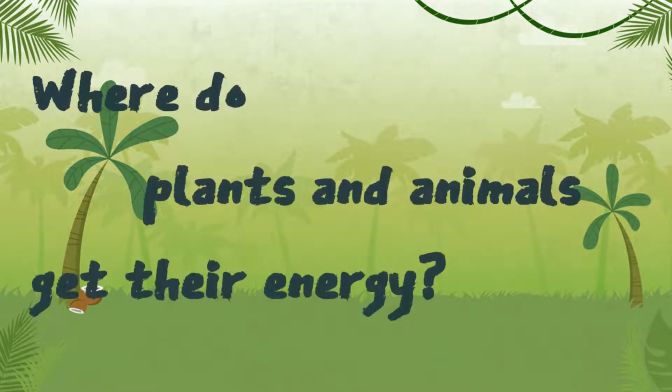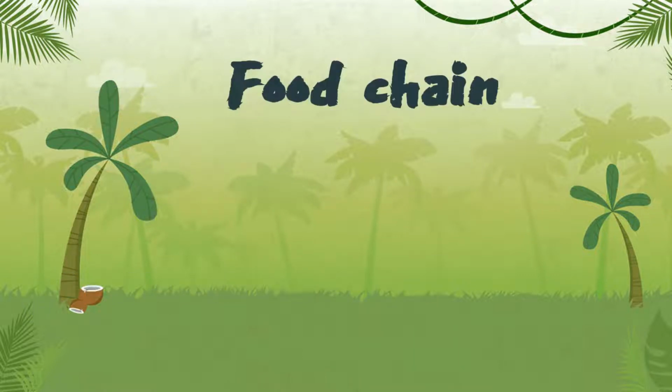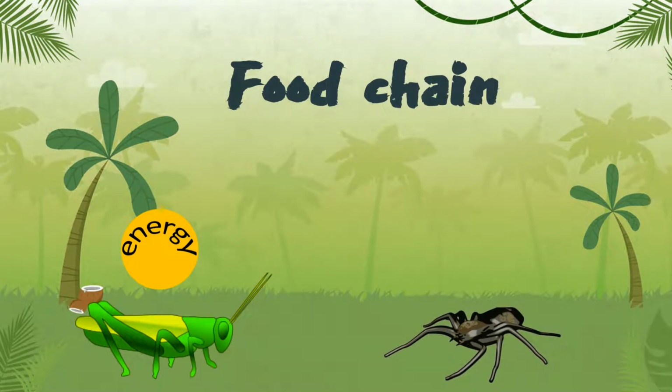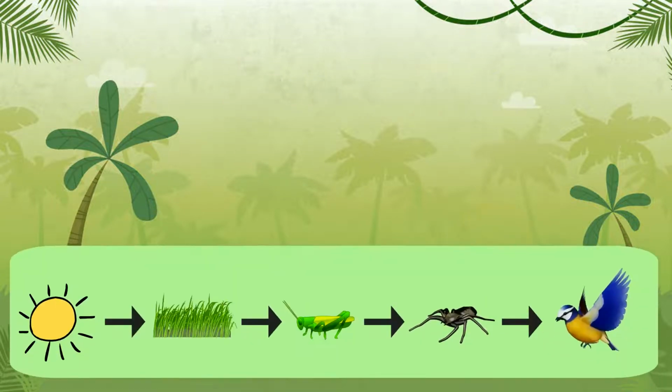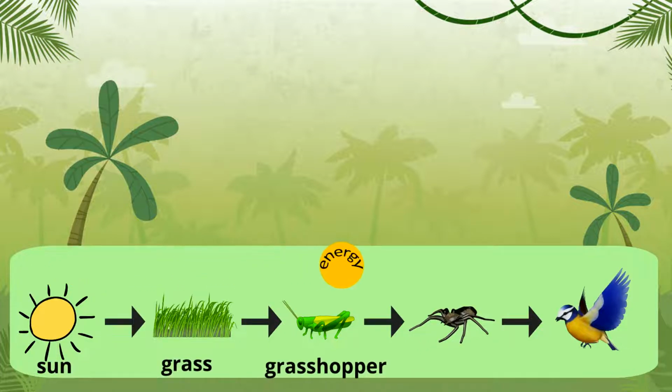To answer this question, let's look at a food chain. A food chain shows how energy is passed between living things. Arrows show the direction the energy moves. Here's one food chain. The energy is being transferred from the sun to the grass, to a grasshopper, to a spider, and then a bird.